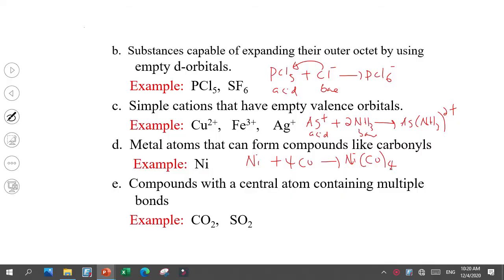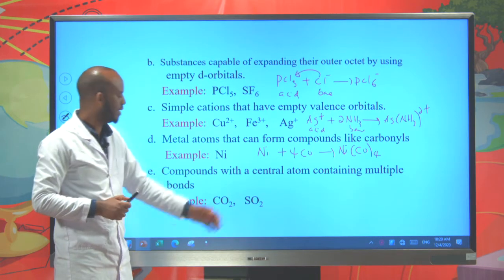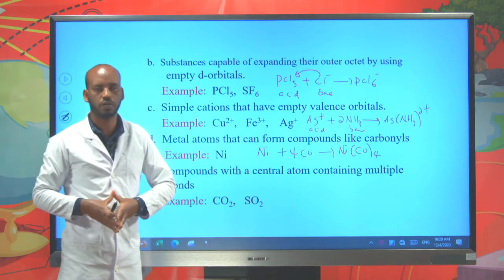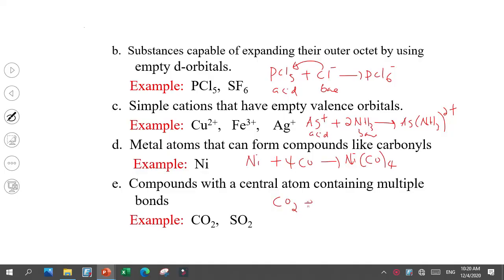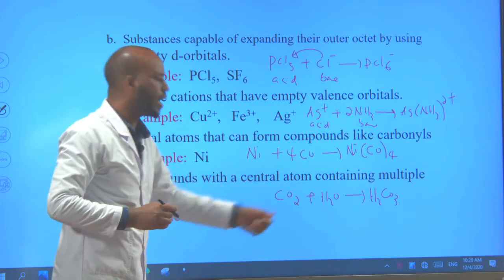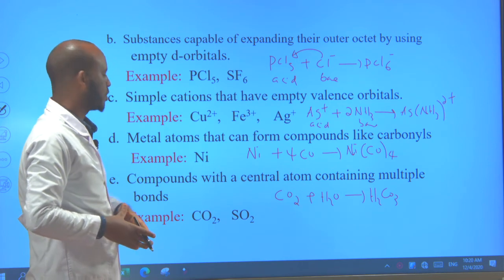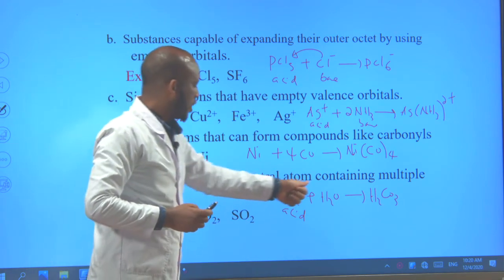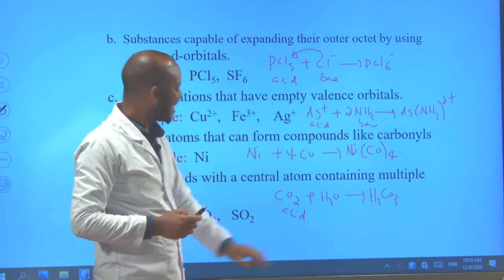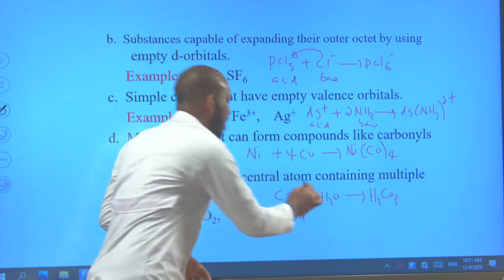The fifth category of Lewis acids is compounds with a central atom containing multiple bonds. Examples: carbon dioxide, sulfur dioxide, and sulfur trioxide are examples of Lewis acids. Carbon dioxide plus water, H2O, forms the acid carbonic acid, H2CO3. Carbon dioxide contains a multiple bond and acts as a Lewis acid. This is an acid. In water, there is a lone pair of electrons on the central atom, oxygen, which can donate a pair of electrons to carbon dioxide. Now this is a base.